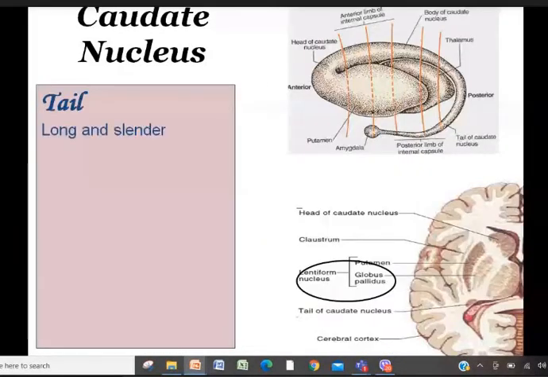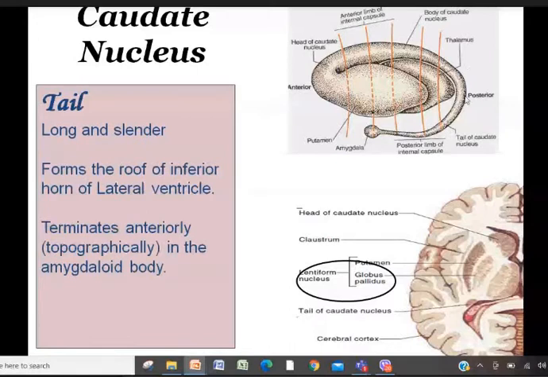Now the tail. This is the tail of the caudate nucleus, and the tail of the caudate nucleus is long and cylindrical. It forms the roof of the inferior horn of the lateral ventricle. Look at it. This is the tail, and it is forming the inferior horn. So this is the anterior horn, this is the inferior horn. So the caudate nucleus tail is forming the inferior horn of the lateral ventricle.